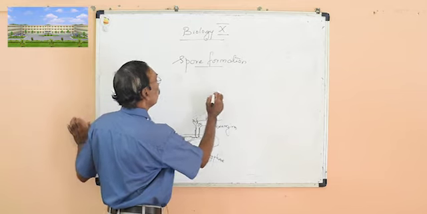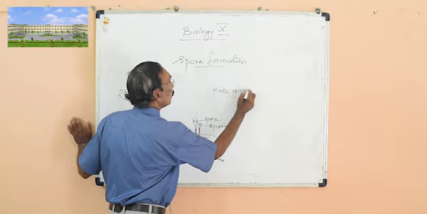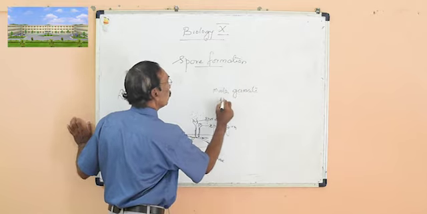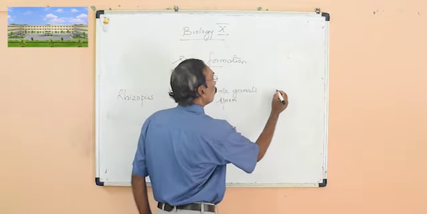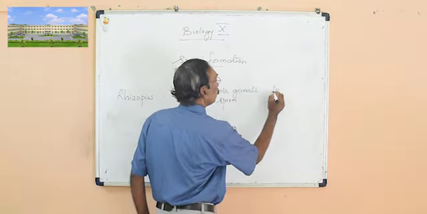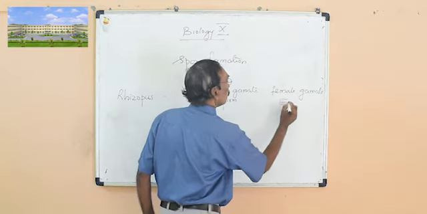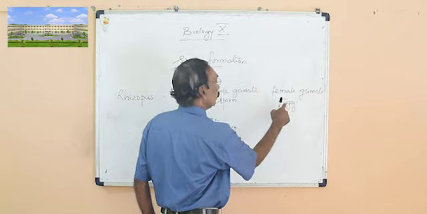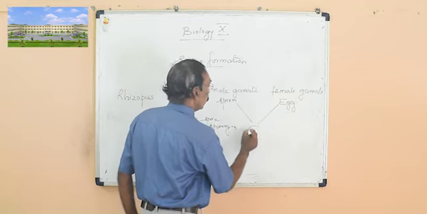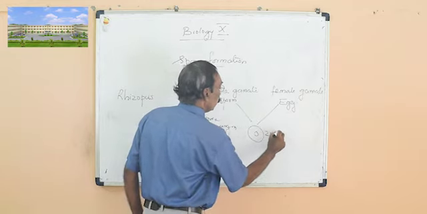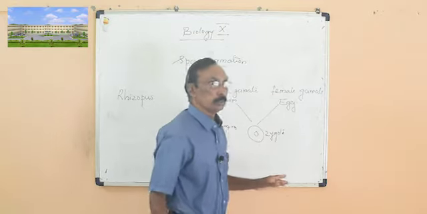For example, DNA from a male cell, the male gamete, also called sperm in humans and higher animals, and the ovum or egg, the female gamete, that is the female cell. The male cell and female cell combine together to form a zygote. From this zygote, a new individual is produced.